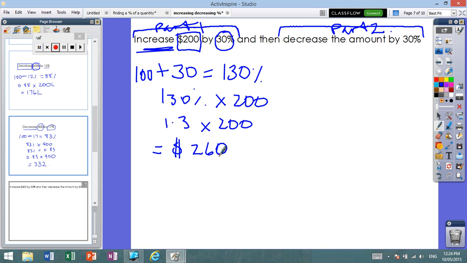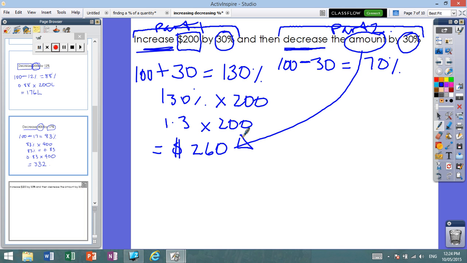Okay, and then decrease the amount by 30. What amount are they talking about? We need to decrease, which is minus. So we need to minus 30. So we're looking for 70% of an amount. Now, what amount are they talking about? They're talking about this amount. So that's the next bit of information that we're using. So we're finding 70% of $260. So that's why we had to split it into parts.